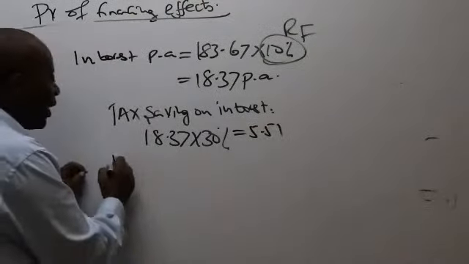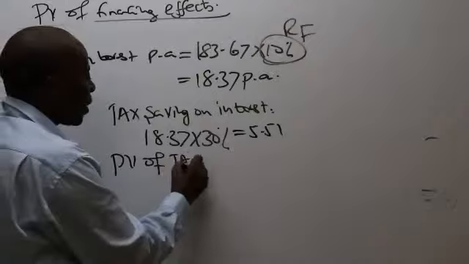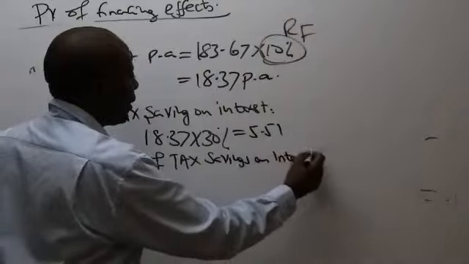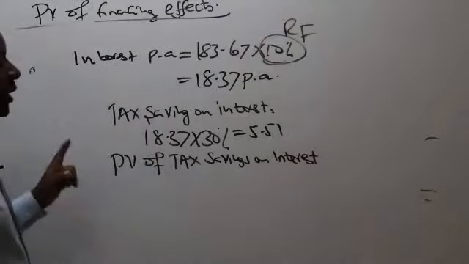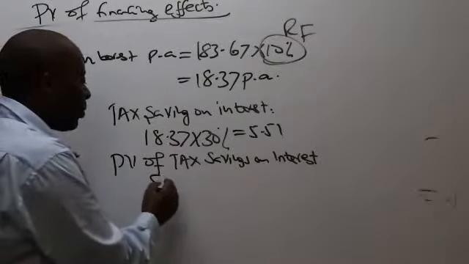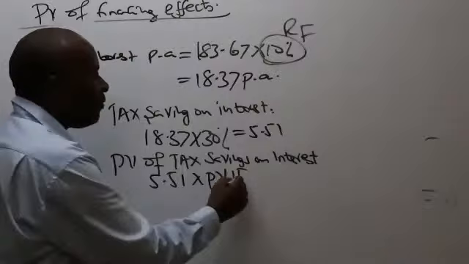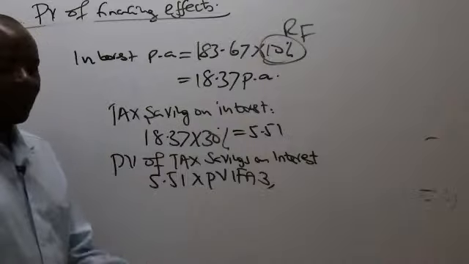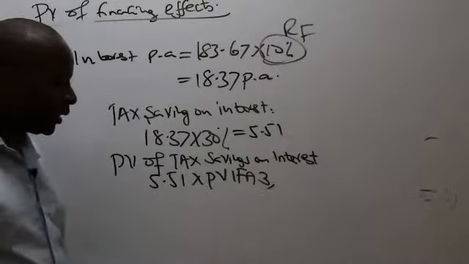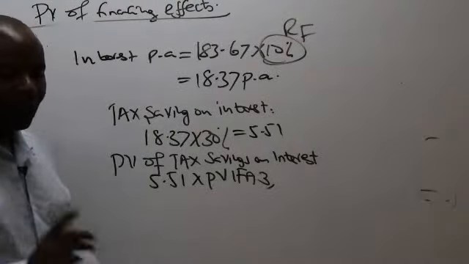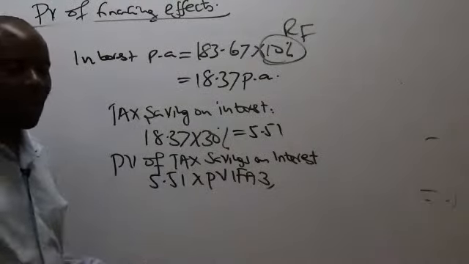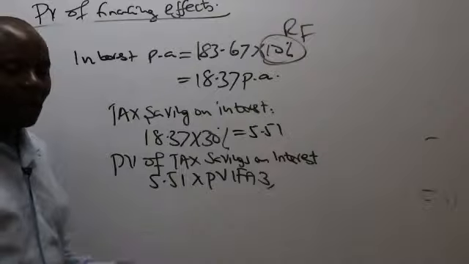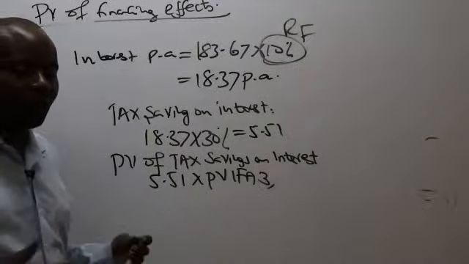So then what is the present value of the tax savings on interest? It will be 5.51 multiplied by PV for 3 years, but the percentage, I've forgotten the percentage. I forgot the percentage long time ago, and I like what I'm seeing. I'm seeing quite a lot of democracy today.